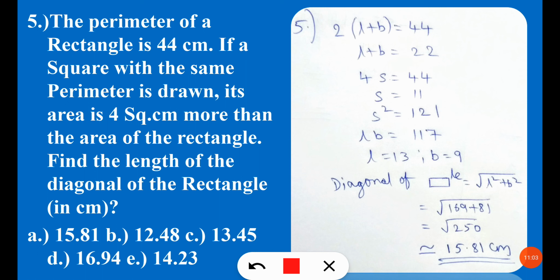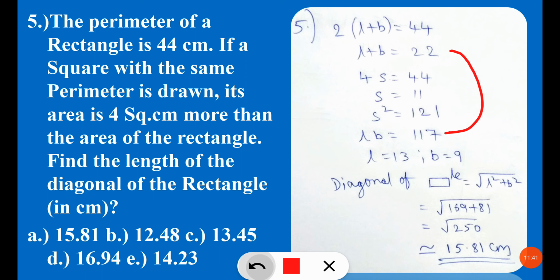Let's move to the solution. Perimeter of the rectangle 2 of L plus B equals 44, L plus B equals 22, and the perimeter of the square is 4s, that is 4s is also equal to 44, s equals 11. Area of the square is 121 square centimeters. Area of the rectangle is 117. From where did this 117 come? It is 121 minus 4. It is given in the question. So LB equals 117 and L plus B equals 22. What are the factors here? It is 13 and 9. Obviously length will be more, so length is equal to 13, breadth is equal to 9.